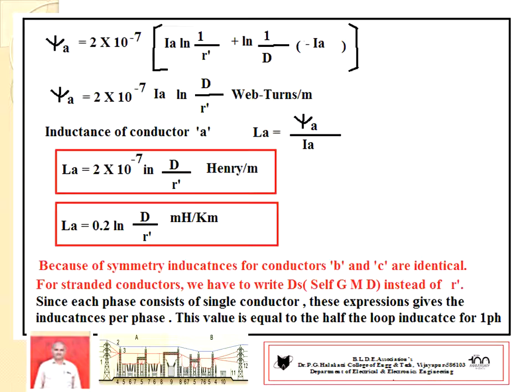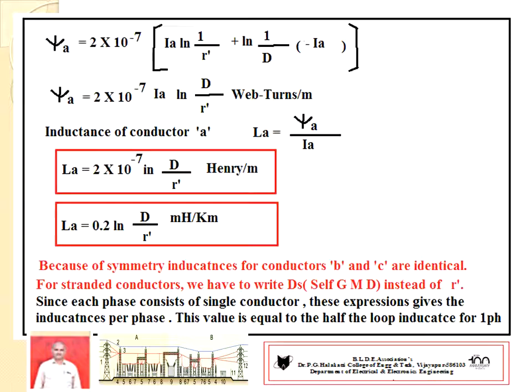So by rearranging the logarithms, the above equation may be replaced. The flux linkage of conductor A equals 2 into 10 to the power of minus 7 IA into ln d by r dash, where r dash is known as GMR, that is geometric mean radius of the conductor. It should be multiplied by 0.778 times the radius of the conductor.